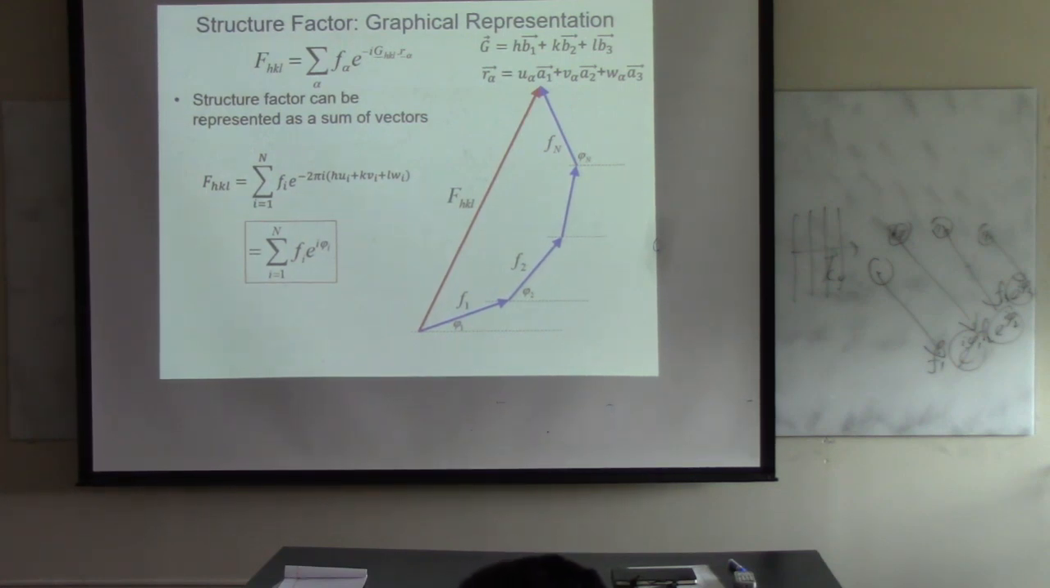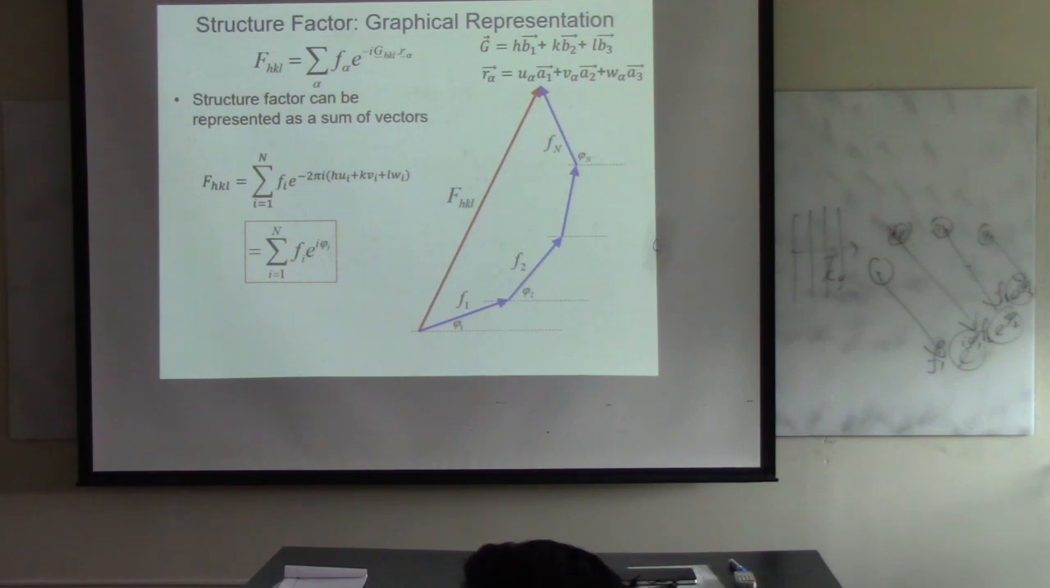So next what we are going to do is, using this one, we are going to calculate the structure factor for all the crystal structures. To do that, we'll find some general equation. I can write G. Anybody remember how you write G? H times B1, K times B2, L times B3, right? So we know how to write B1, B2, B3 in A1, A2, A3, right?